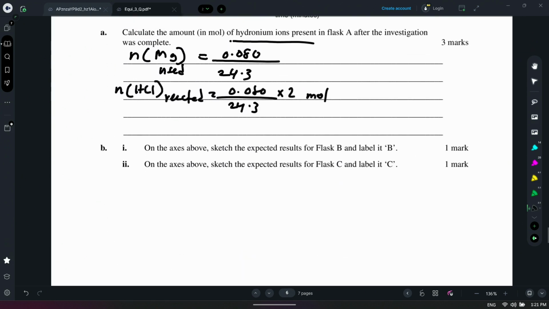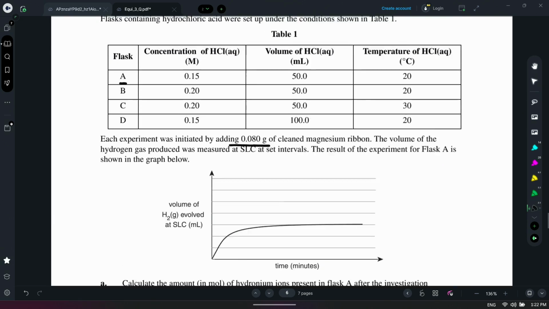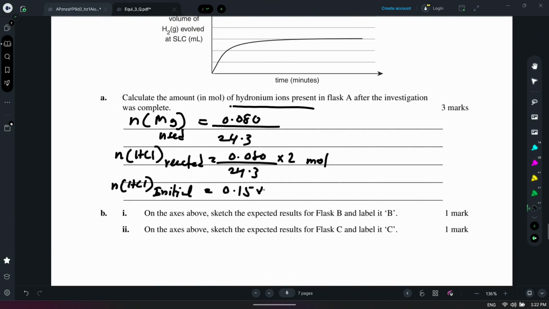So, yeah. Then the number of moles of HCl initial. Initial is what? The concentration is 0.15 times 50 times 10 to the power minus 3. How did you get that? n equals CV. n equals CV.